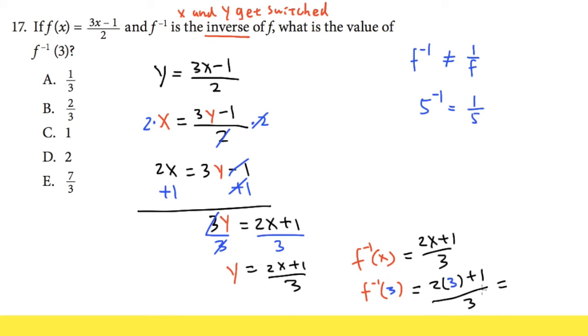Let's work this out real quick. 2 times 3 is 6, and then plus 1 is 7. On the bottom we have the 3. So the answer to this will be 7 over 3. And that's answer choice E right here. That's it.